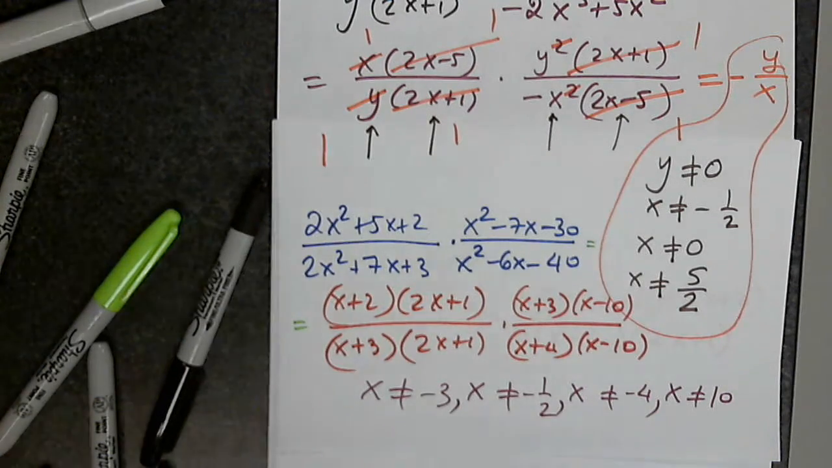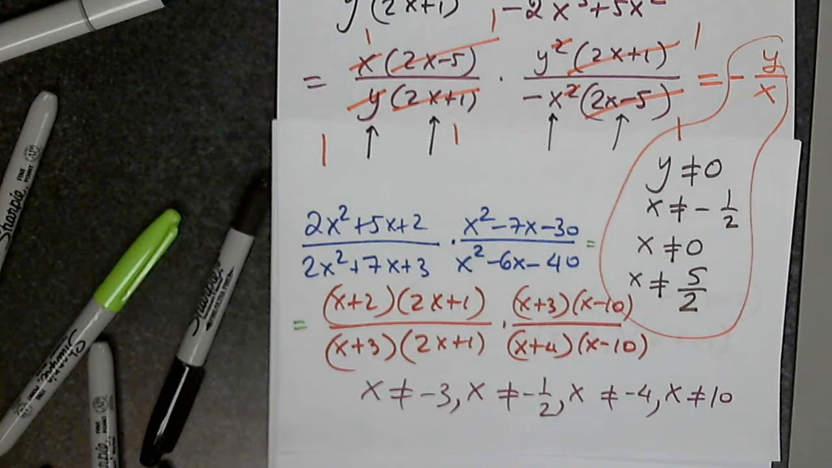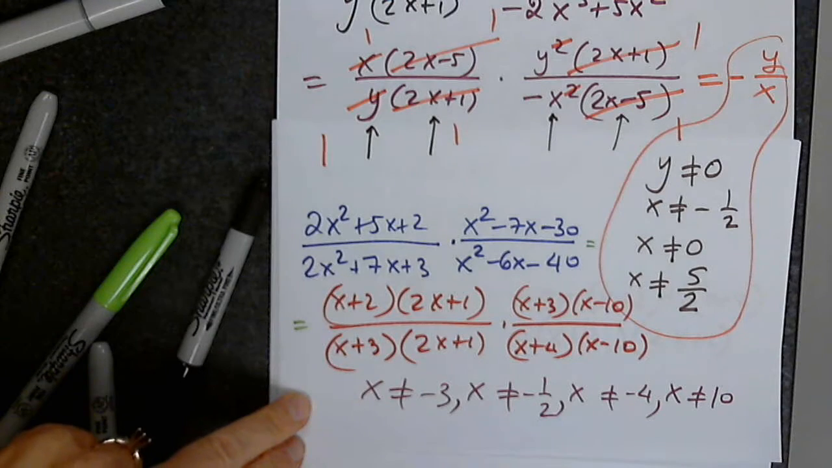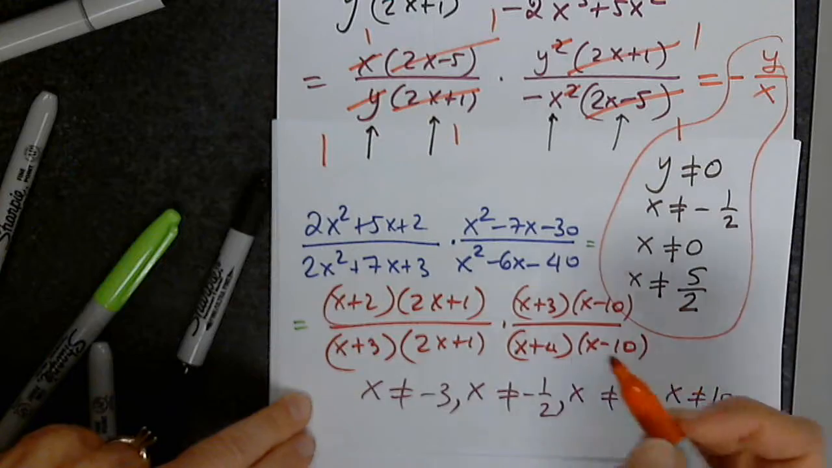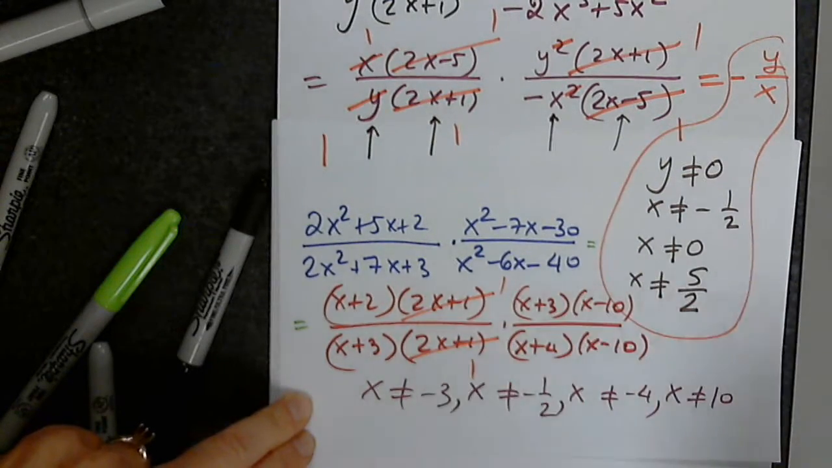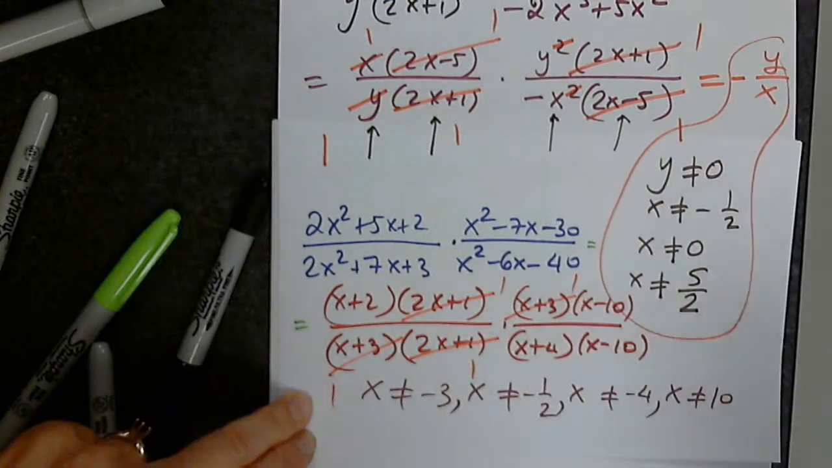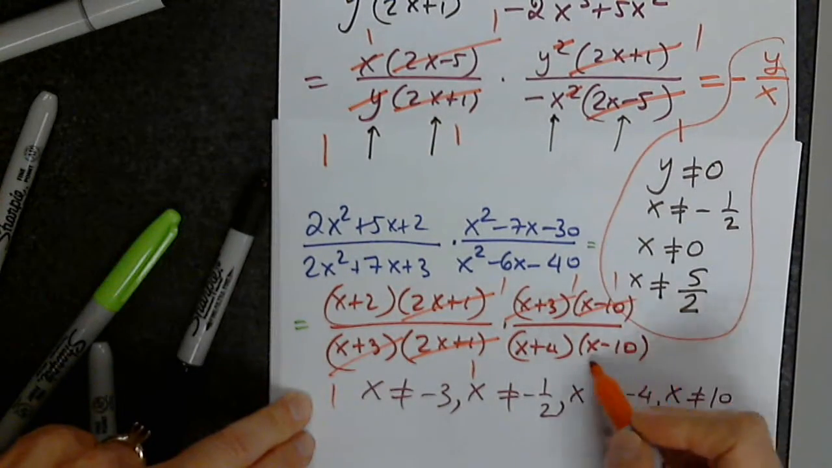So now I'm free to simplify. I can simplify only top and bottom, not top with top, I've seen it done, or bottom with bottom. Okay? So only a common factor top and bottom. So I see common factors here. Which one will you get rid of? Okay, 2x plus 1. What else? x plus 3. What else? Very good. x minus 10.